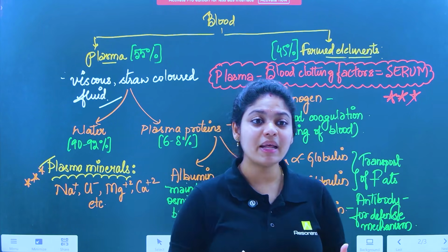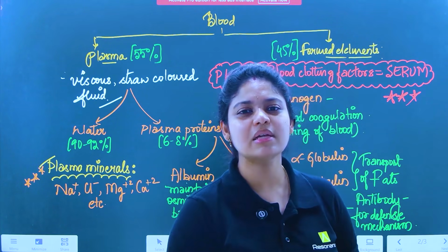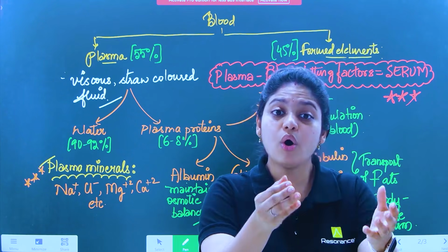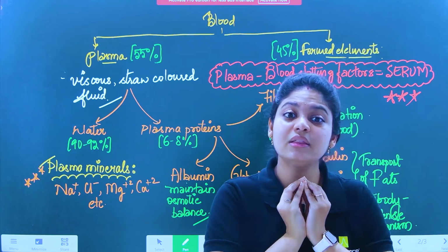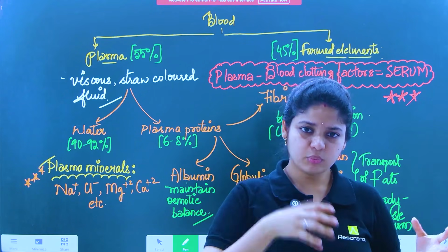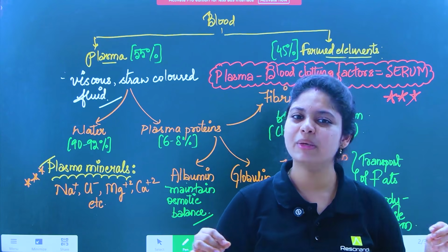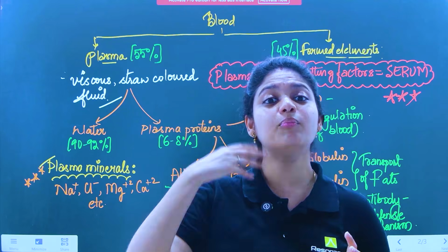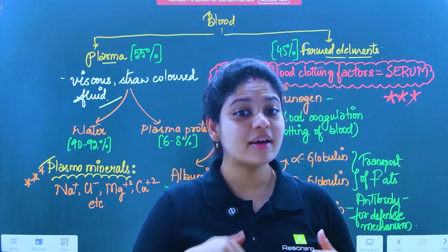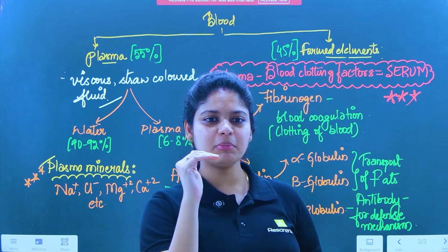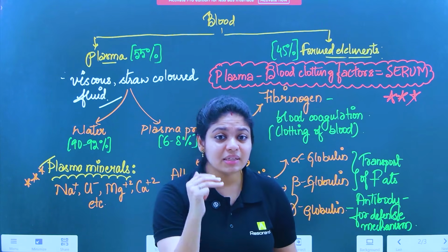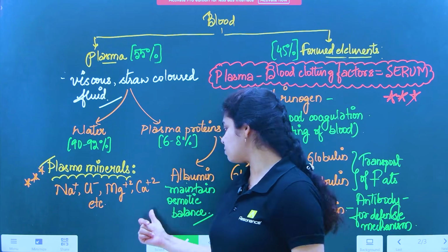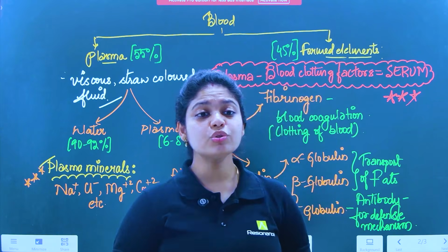What is osmotic balance? Osmotic balance is helpful for maintenance of water content in the cell, or you can also say water content in the blood. If more water is there in the blood, blood will become very thin, right? So it should not have more water, or less water. It should have an optimum level. Who is maintaining that optimum level? That osmotic balance is maintained by the albumin.